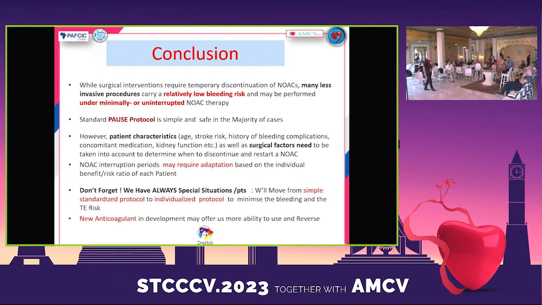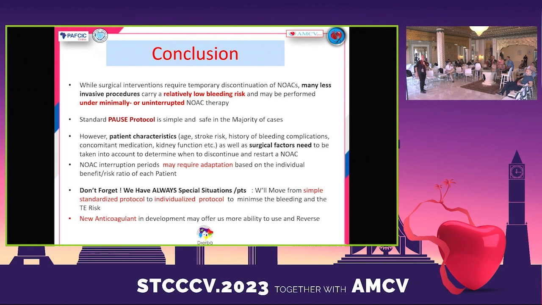So, in conclusion, while surgical intervention requires temporary discontinuation of NOACs, many less invasive procedures carry a relatively low bleeding risk and can be done without stopping the treatment. This is very important. The standard PAUSE protocol is simple and safe in the majority of cases. However, patient characteristics and surgical factors need to be taken into account to determine when to discontinue and to restart NOACs.